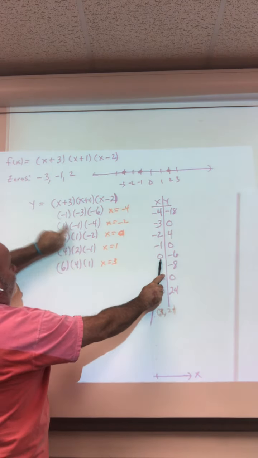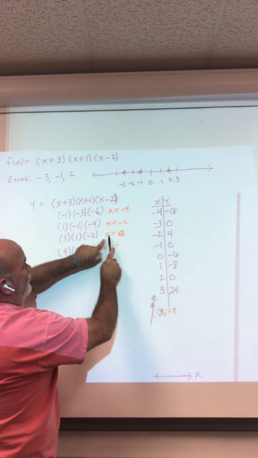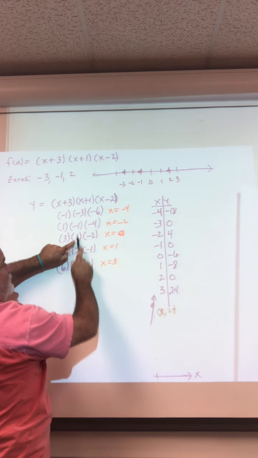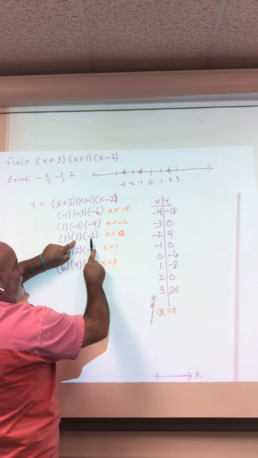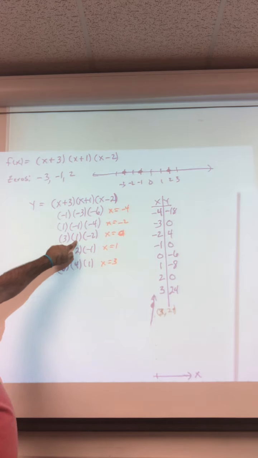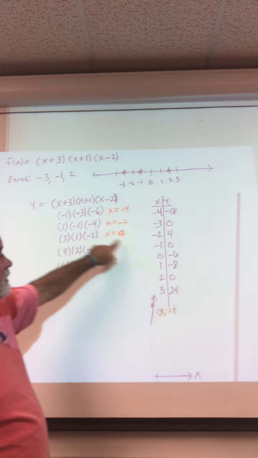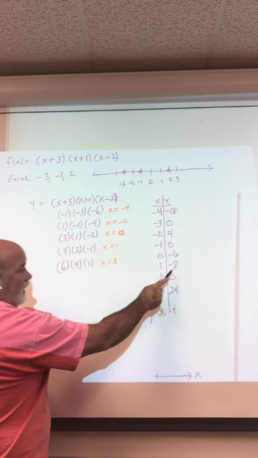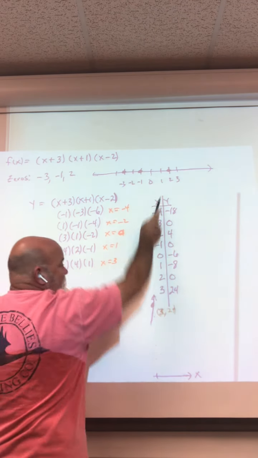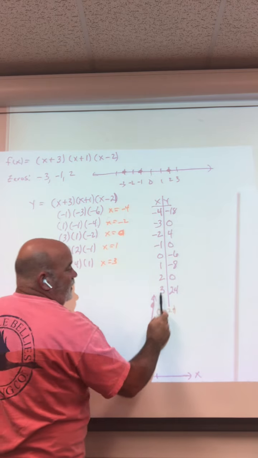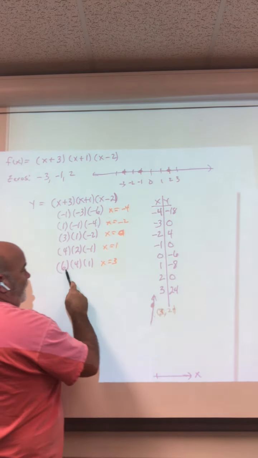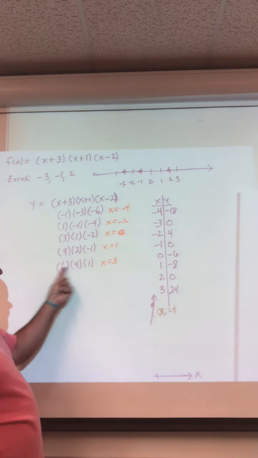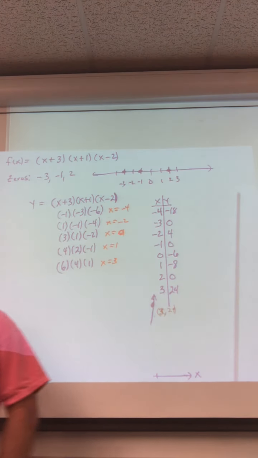Plug in 0. X is 0. 0 plus 3 is 3. 0 plus 1 is 1. 0 minus 2 is -2. 3 times 1 is 3. 3 times -2 is -6. Then plug in 1, you're going to get -8. Plug in 2, you're going to get 0. Plug in 3, and you're going to get 24. You plug in 3 up here and multiply those numbers out, you get 24.